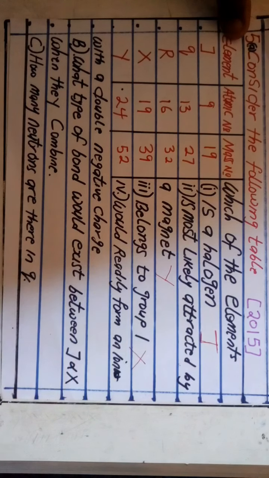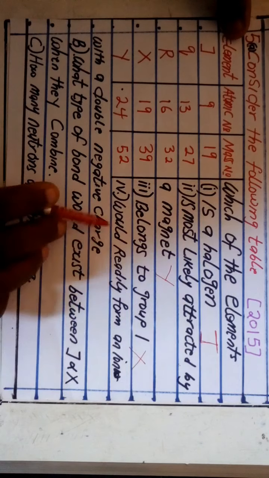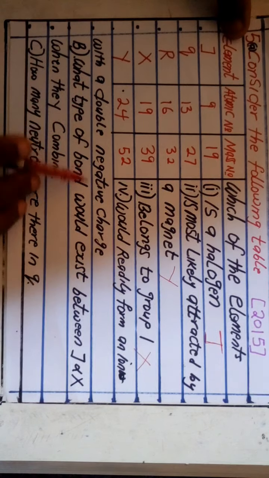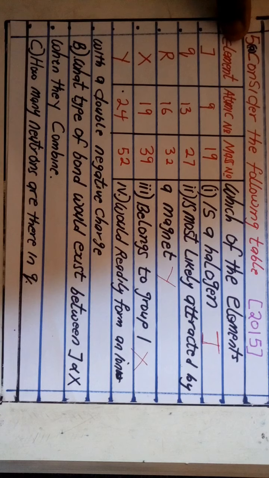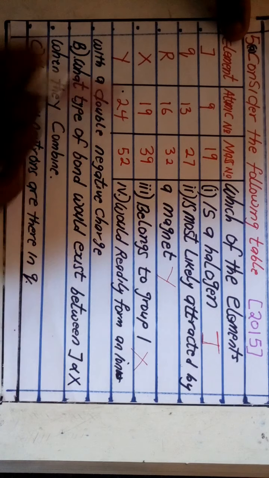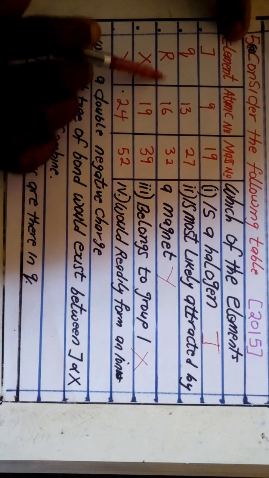Then, which would readily form an ion with a double negative charge? So that would be sulfur. Sulfur, R, 16. Sulfur can form an ion with a 2 negative charge.